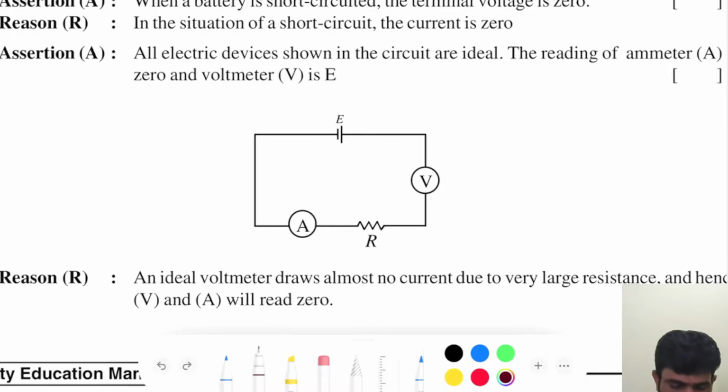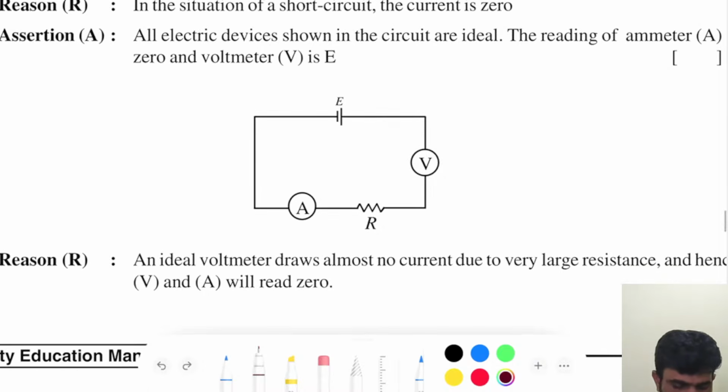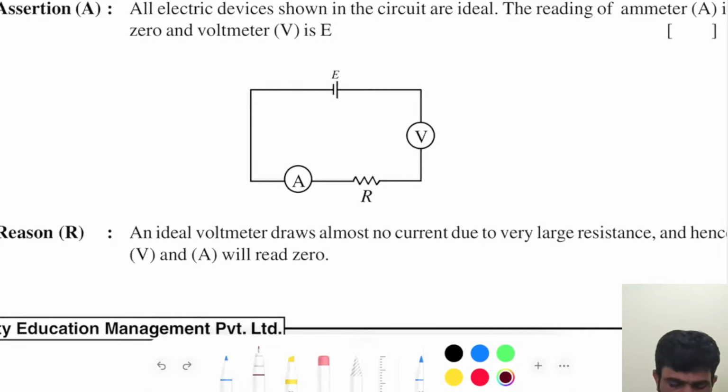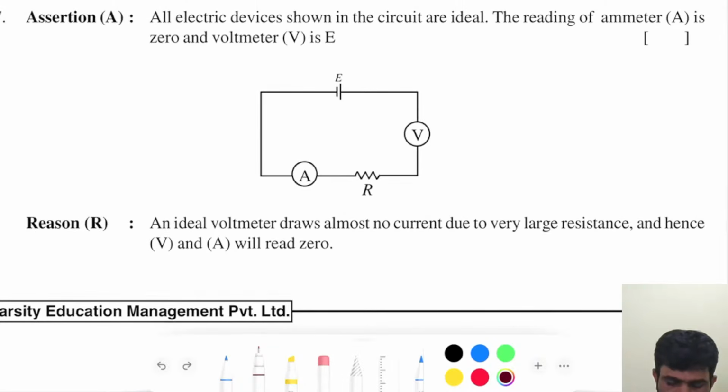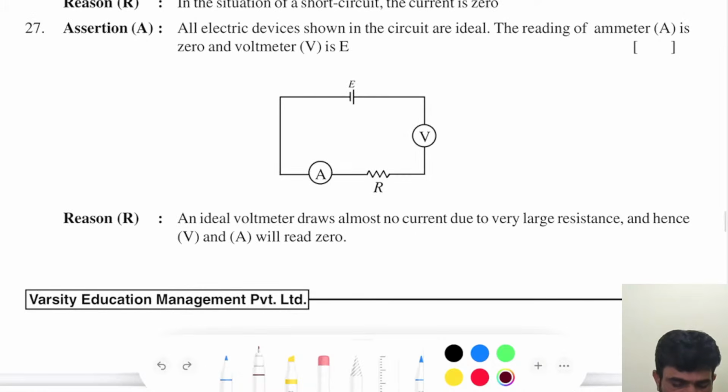Current is 0, voltmeter is E. An ideal voltmeter draws almost no current due to very large resistance, and hence V and I will read 0. Here reason is true, assertion is false. This is option D. Question number 27.